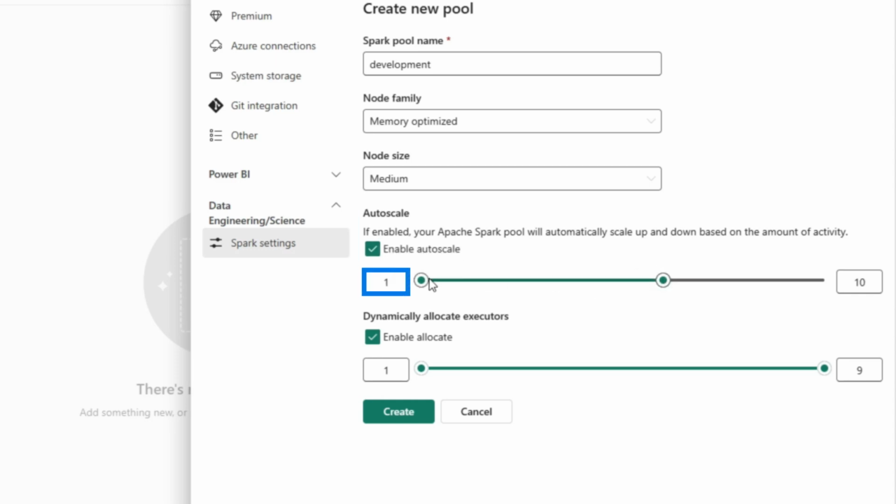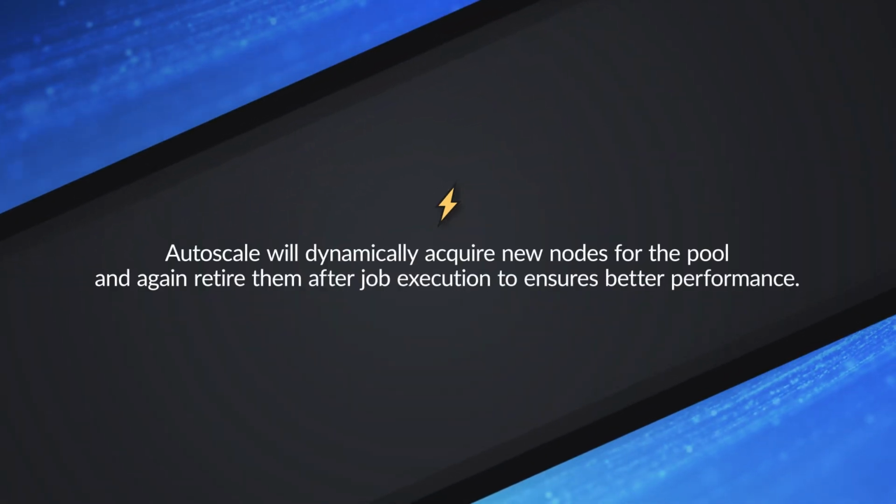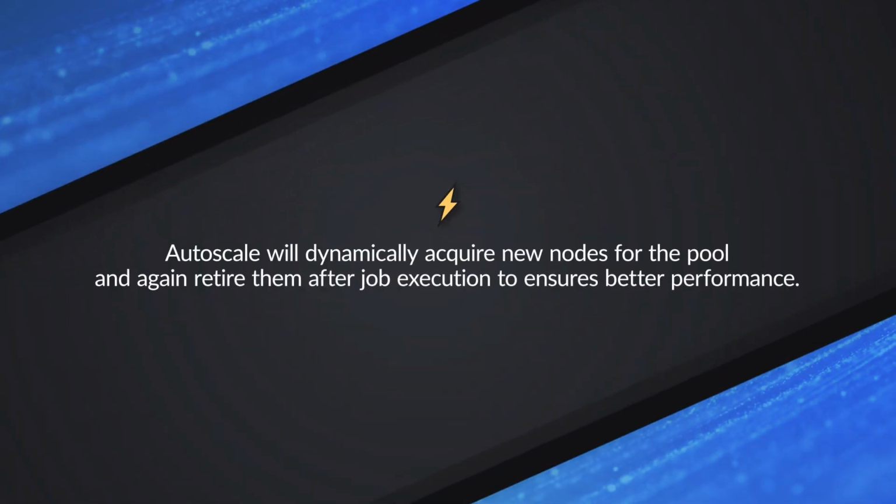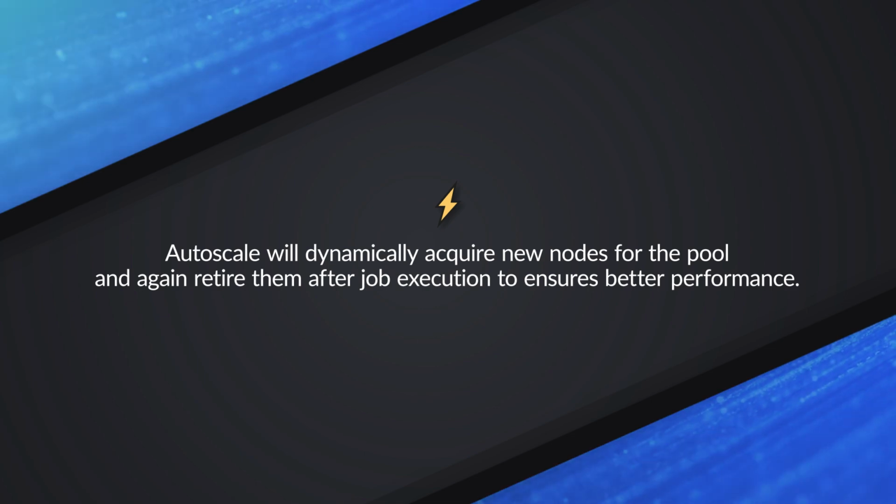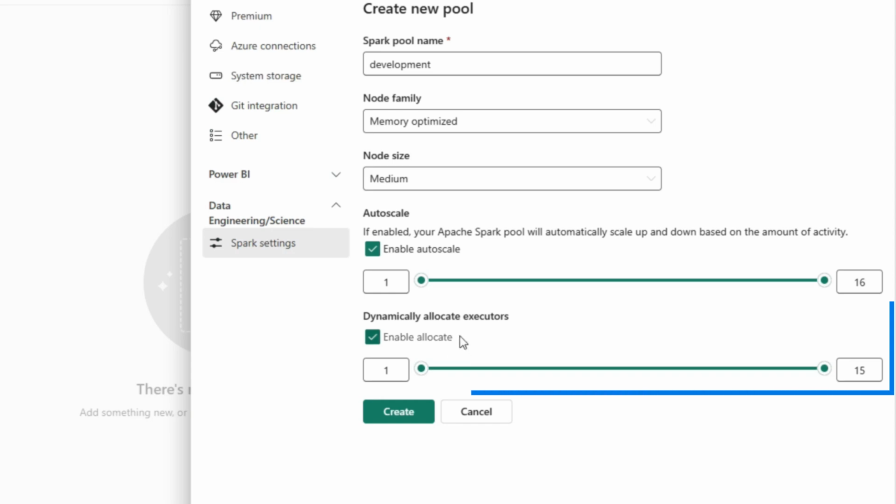The minimum node size that we want is 1, and then the maximum, let's just say, give us all of them. They refer to the nodes in the cluster that runs the computations and store the data, in your pool. So we're going to let it take as many as it wants in development. And then you can dynamically allocate executors. And so we'll say enable allocate.